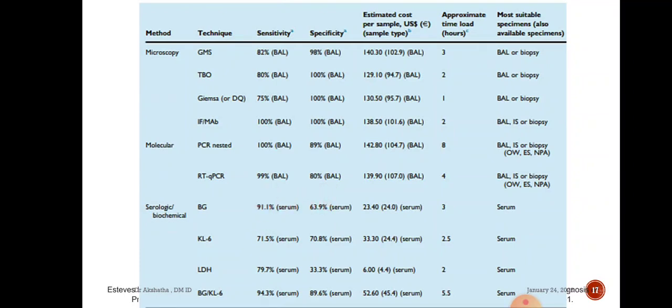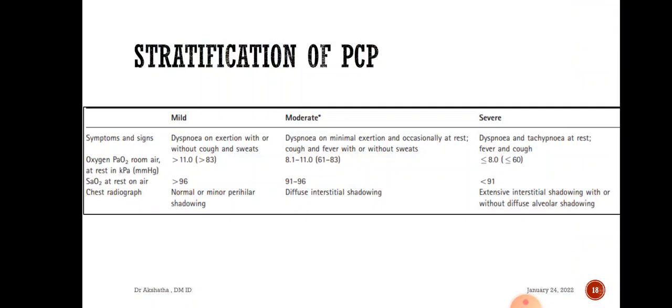Then LDH also can be used. As I mentioned, LDH is usually raised in patients above 500. So how do you stratify the patient once the patient is diagnosed with PCP pneumonia, or Pneumocystis carinii pneumonia, or Pneumocystis jirovecii pneumonia? How will you classify? It is classified as mild, moderate and severe, based on the symptoms.